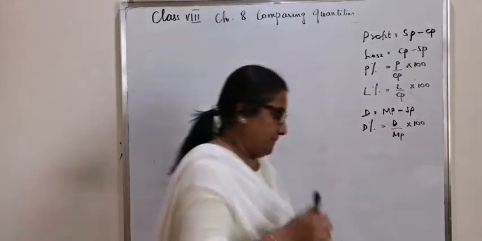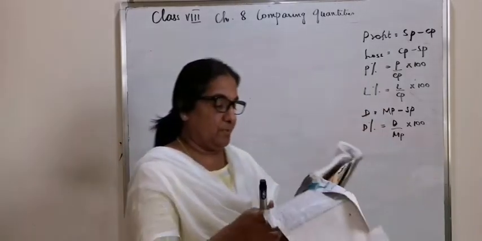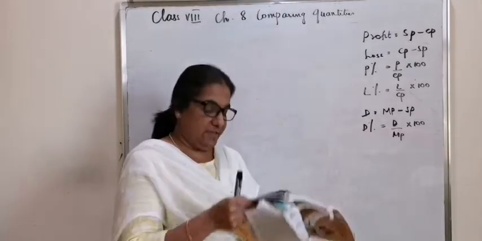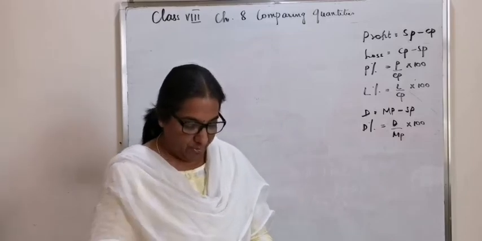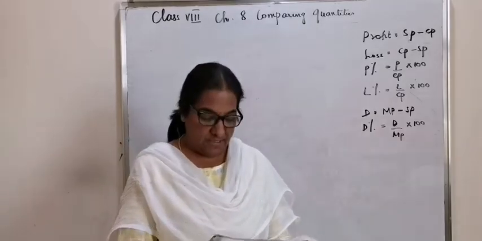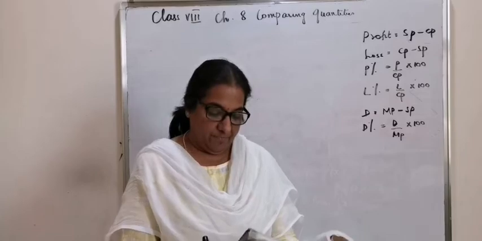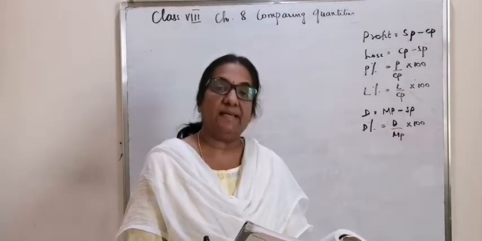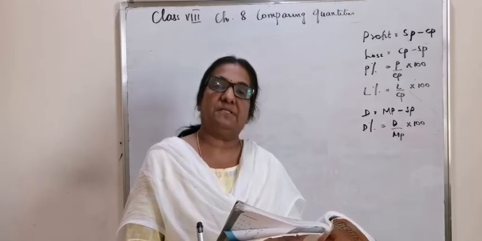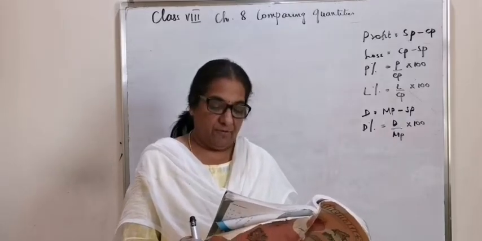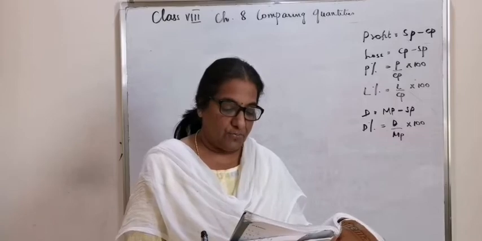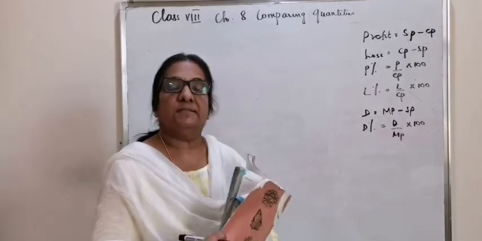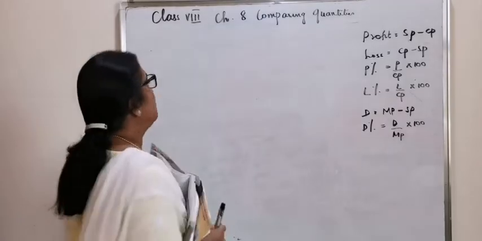Let's proceed with exercise 8.2, question number 5. A VCR and a TV were bought for rupees 8,000 each. The shopkeeper made a loss of 4% on the VCR and a profit of 8% on the TV. Find the gain or loss percent on the whole transaction. So now, such questions we just divide into two parts.